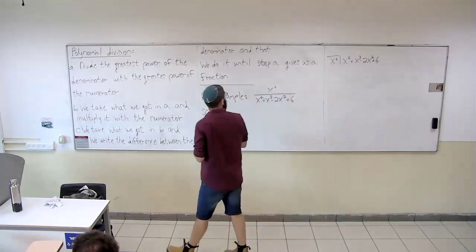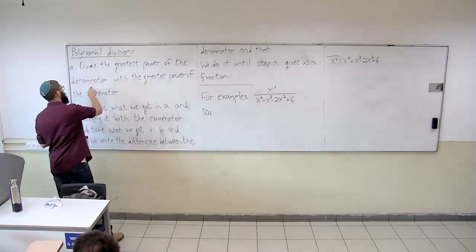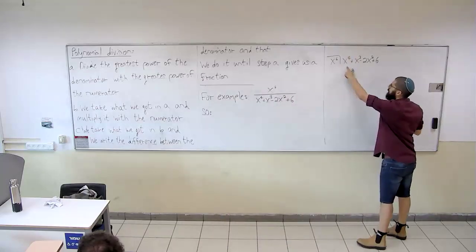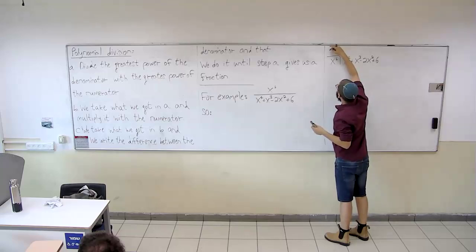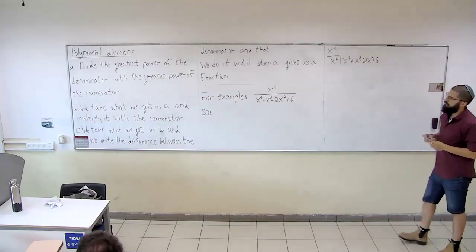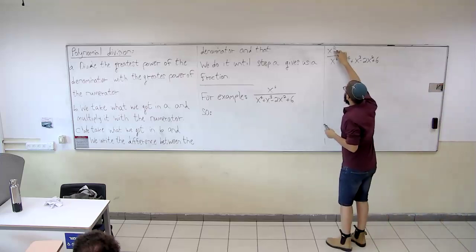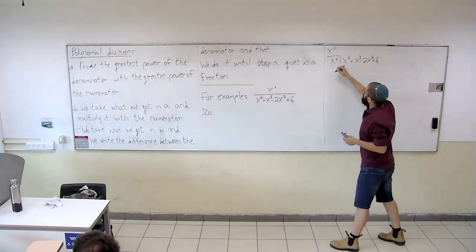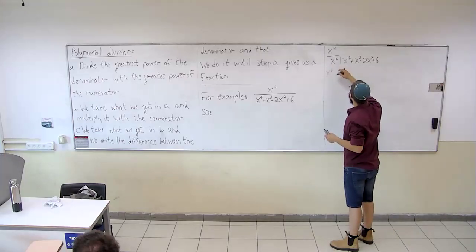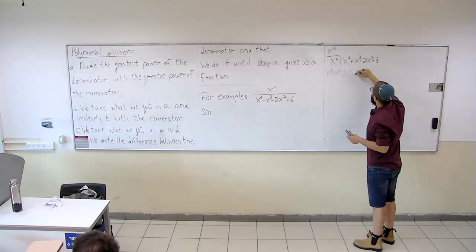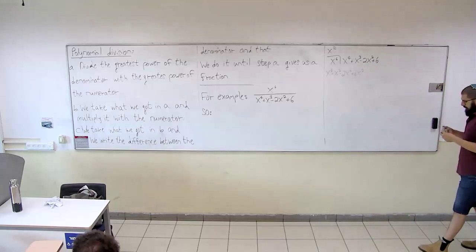First of all, I divide the greatest power of the numerator by the greatest power of the denominator. X to the power of 6 over x to the power of 4 gives us x to the power of 2. Now, what do we do in step B? Multiply with the numerator. We get, written in red, x squared times this, which gives x to the power of 6 plus x to the power of 5 minus 2x to the power of 4 plus 6x to the power of 2.